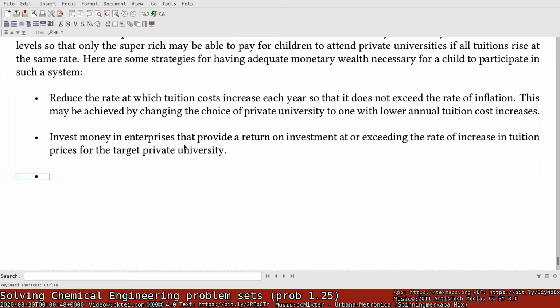So basically, change universities so they don't cost so much, or invest money so that return on investment is higher than the rate of increase in tuition. That's pretty much it.